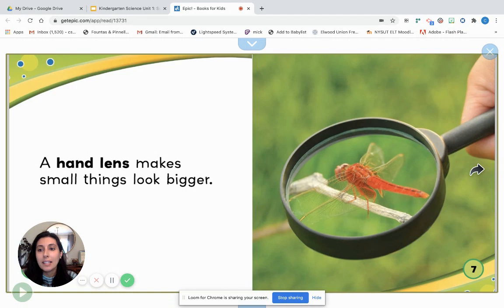A hand lens makes small things look bigger. I remember learning about that from Moby and Annie too. And here's another example of what a hand lens could look like.